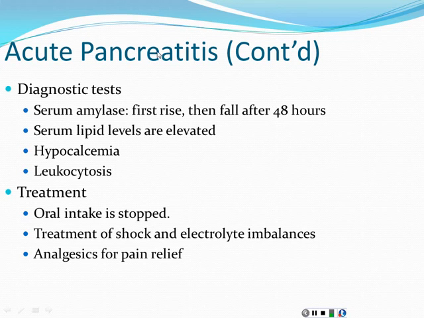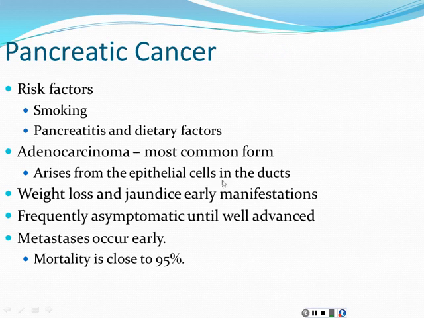So it rises first, but then it falls after 48 hours as the pancreas starts to destroy itself. It can't produce the amylase anymore. Lipase levels are high, hypocalcemia, and usually there's a big white count as the body responds to this retroperitoneal catastrophe. All right. Pancreatic cancer, I put this one in because of this last line.